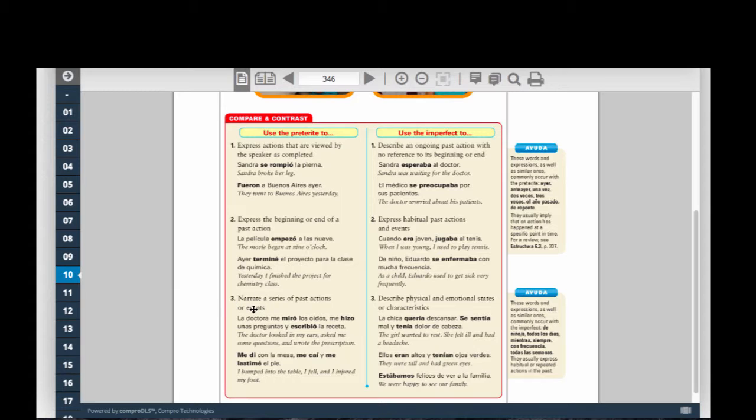3. Narrate the series of past actions, or events. Actions that happen one after the other. Okay, so la doctora me miró, me hizo preguntas y escribió la receta, one after the other. And number 3 here, describe physical and emotional states of characteristics. Ella quería descansar, se sentía mal y tenía dolor. And I'll tell you about the narration in the past a little bit later.